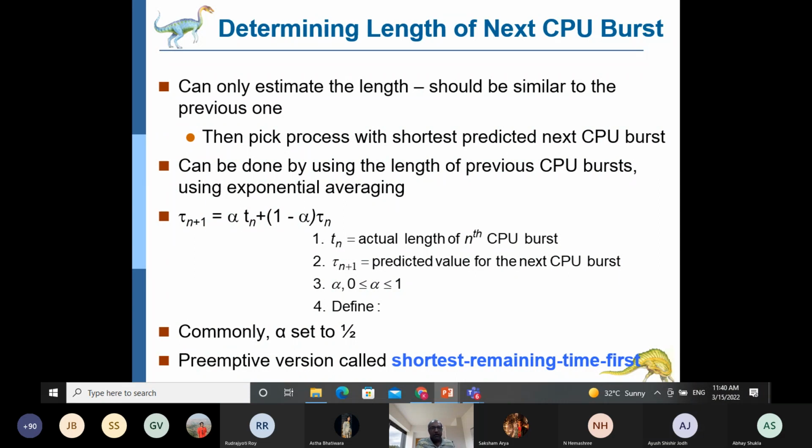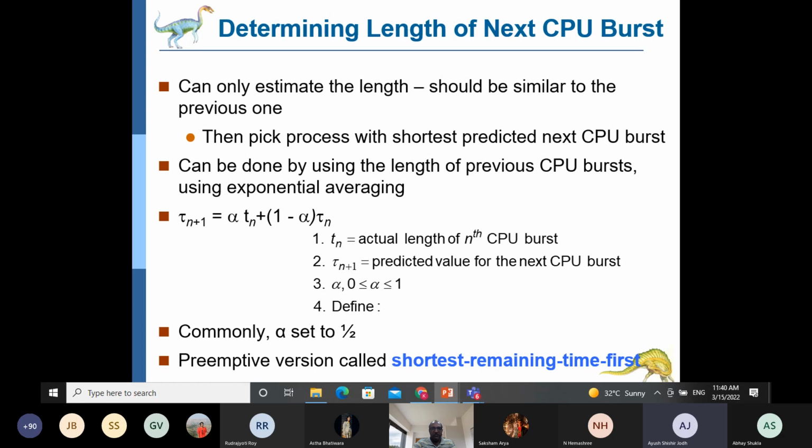Sorry. So here we need to estimate the n plus 1th CPU burst. For that, we are taking tau of n and t of n. t of n is nothing but the actual CPU burst of the nth instant, and tau of n is the predicted nth CPU burst; we predicted the nth CPU burst before knowing it. So tau of n is the predicted nth CPU burst, and t of n is the observed CPU burst at the nth instant.